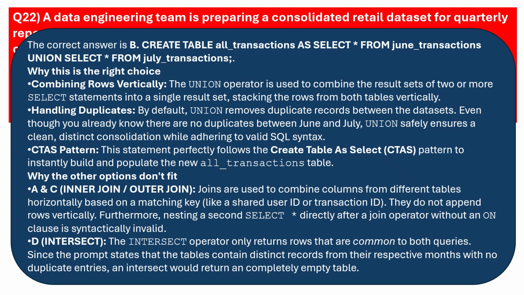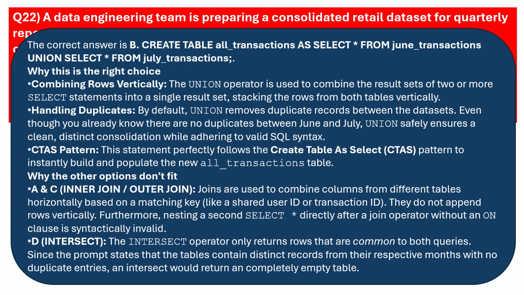The correct answer is B. CREATE TABLE all_transactions AS SELECT * FROM June_transactions UNION SELECT * FROM July_transactions. Why this is the right choice. Combining rows vertically. The UNION operator is used to combine the result sets of two or more SELECT statements into a single result set, stacking the rows from both tables vertically.